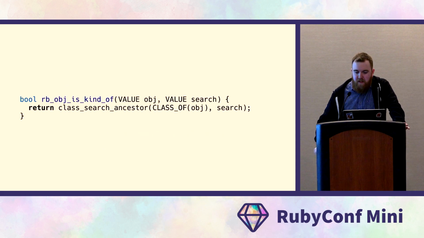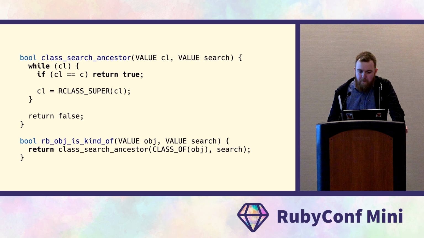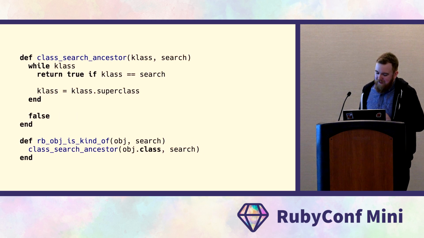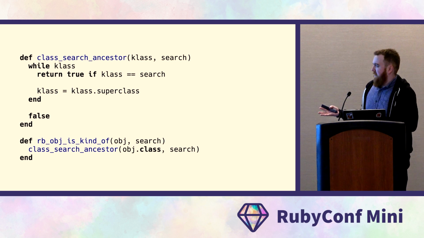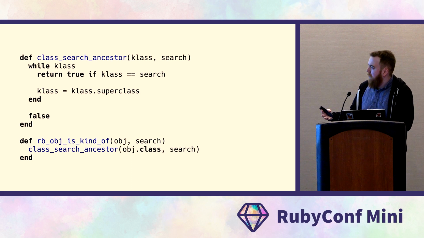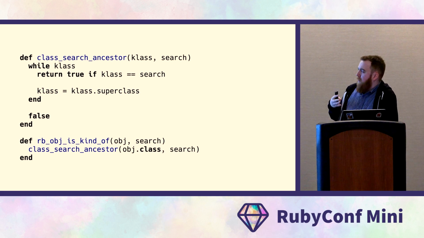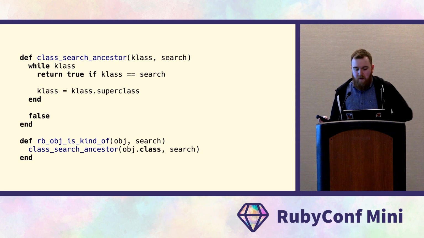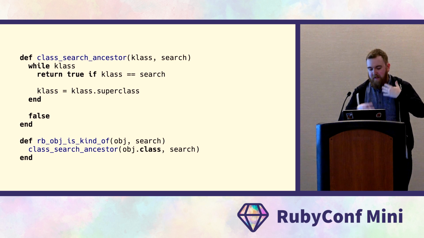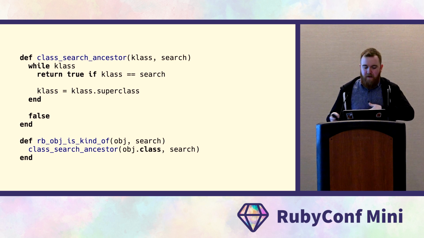So looking at that implementation, it gets the class of the object and calls class search ancestor on it. And here's the implementation of that. I'll just convert that to Ruby for ease of reading. So what it does is it gets a class and the class you're searching for. Then there's a loop, and on each iteration of the loop, it checks whether the class is equal to the class being searched for. If they are, it returns true. Otherwise, it looks up the superclass and continues the loop until it's out of ancestors, and that returns false.